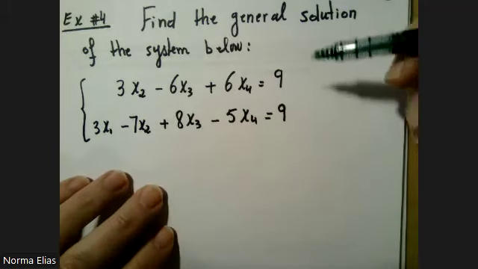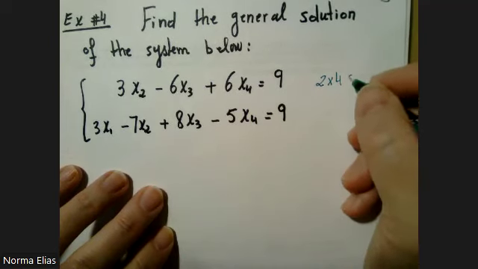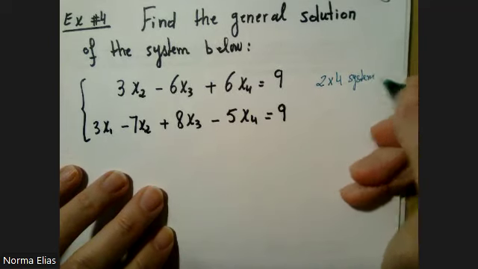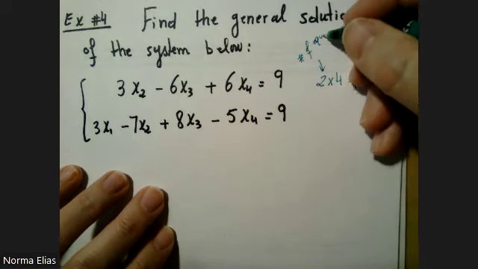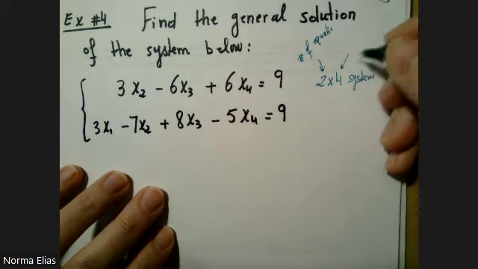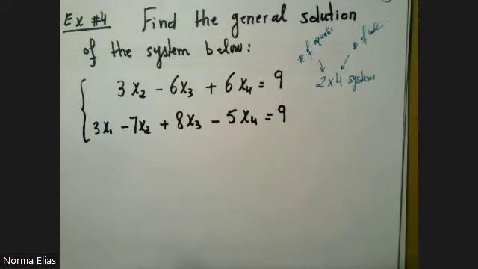So now I have a system. That's a 2 by 4 system. 2 is the number of equations, and 4 is the number of unknowns. And the question is: find all the solutions of the system. Already finding one solution is not easy, but I need to find all of them. The process is verbatim the same. We are going to take the augmented matrix and then reduce. So let's get started.